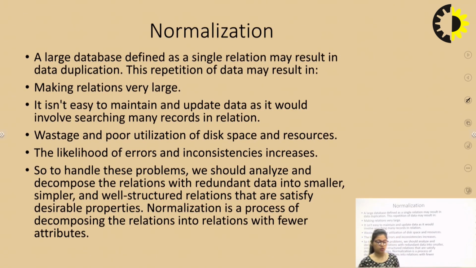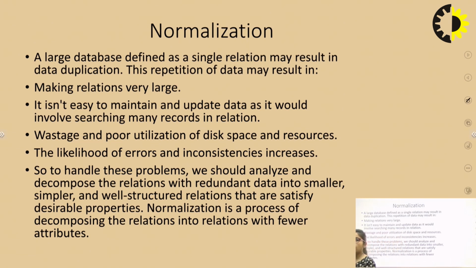Now the next topic is normalization. Now what is normalization? This is the most important topic in DBMS. A large database defined as a single relation may result in data duplication. Basically, we have lots of data, and in the data we have duplicacy also, missing values also, and different types of errors are present. This repetition of data may result in relations becoming very large. It is not easy to maintain and update data, as it would involve searching many records in a relation. Wastage and poor utilization of disk space and resources, and the likelihood of errors and inconsistencies increases.